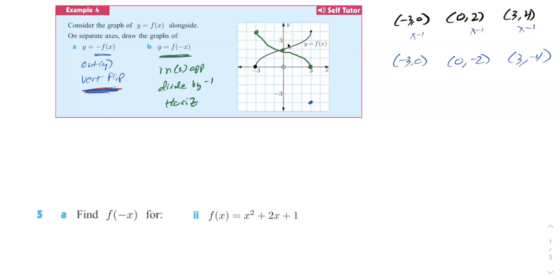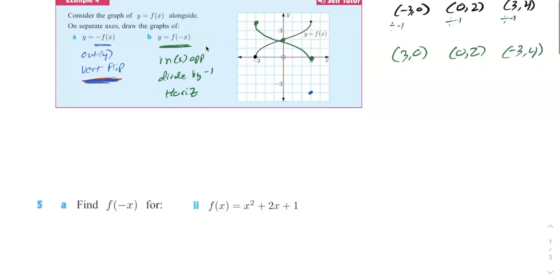You can also use the points. All we're going to do here is multiply our x values by 1 over negative 1, or divide them by negative 1, any way you want to think about it. So I get 3, 0, 0, 2, negative 3, 4. And again, just trying to match the curve. So it's an inside effect. A little off there, but that's the general idea.